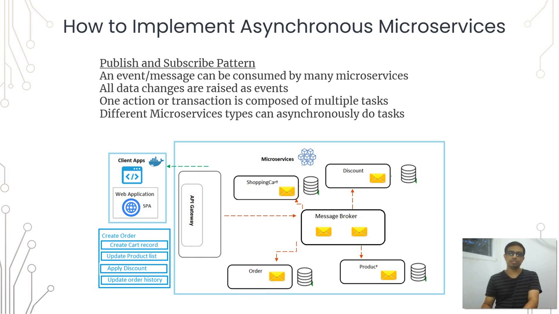So now we saw four ways of doing asynchronous microservices. First is the async API approach, and then there are three different event-based approaches through which you can achieve asynchronous microservices. That will be all for this video.